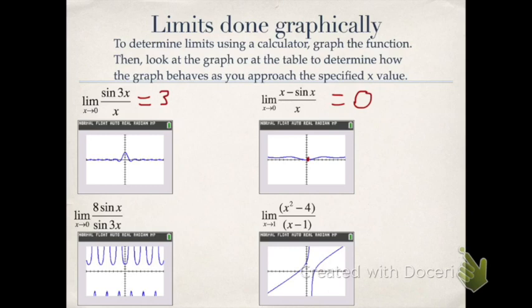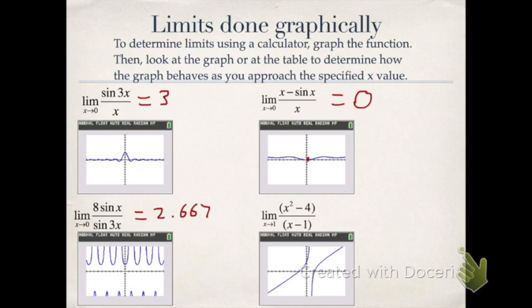For the bottom left, we have the limit as x approaches 0 of 8 sine of x over sine of 3x. This one's a little hard to see on this, but if you graphed it on a calculator, you would see it's not quite up to 3. It's close. We would use a table, and you would find that this is approaching 2.667, or 2 2/3. And the last one we have is the limit as x approaches 1 of x squared minus 4 over x minus 1. Again, we plug this in.